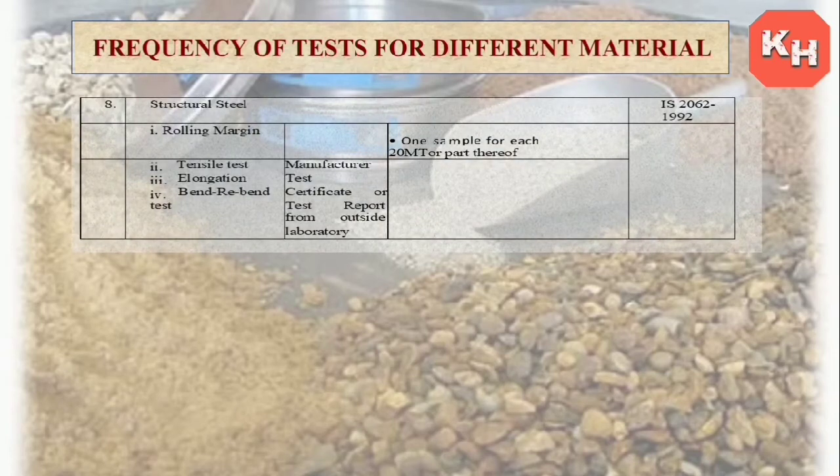Structural steel, rolling margin: one sample for each 20 metric ton. For the rolling margin test of structural steel, we require one sample for each 20 metric ton. For tensile test, elongation, bend and rebend test, it is as per IS 2062-1992.